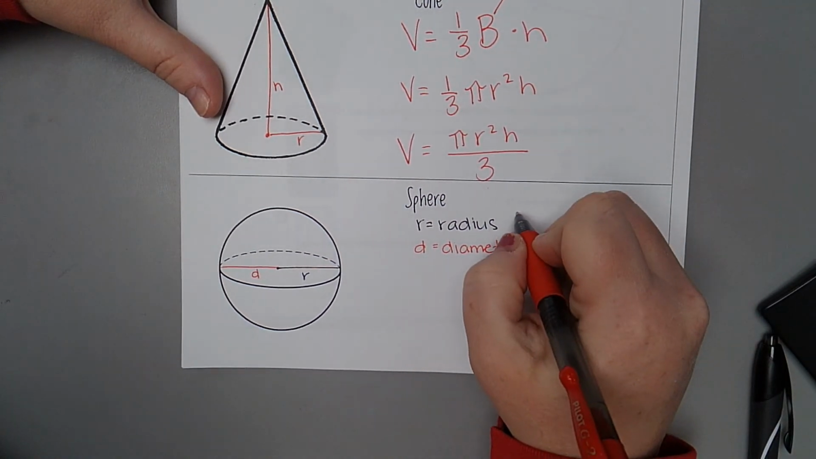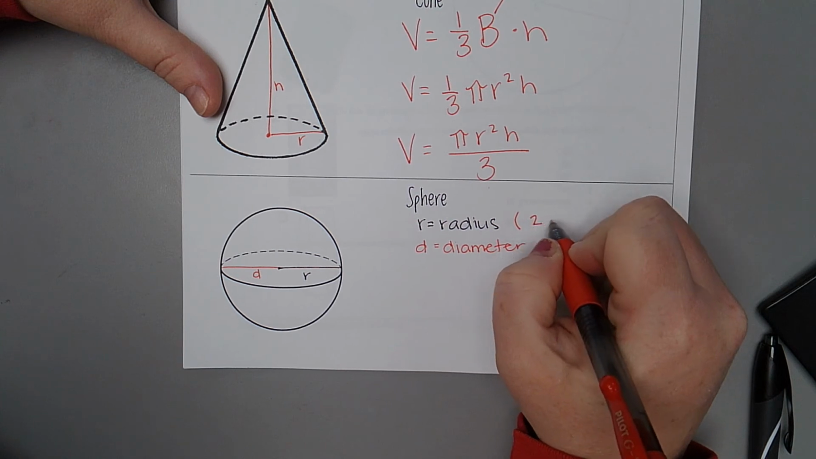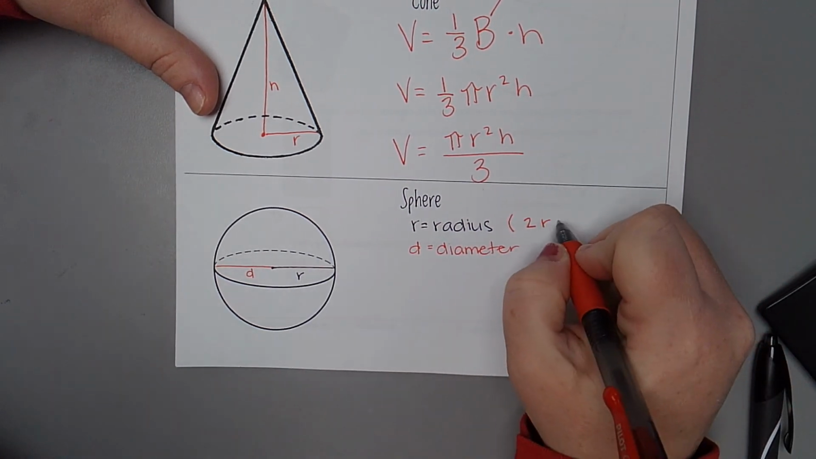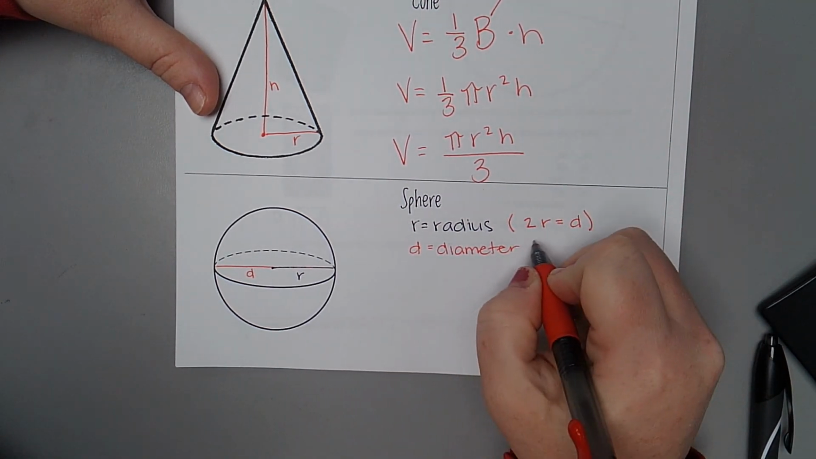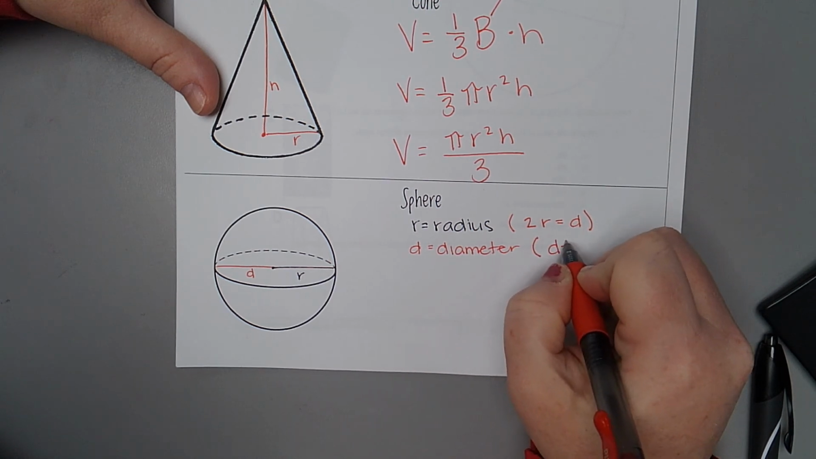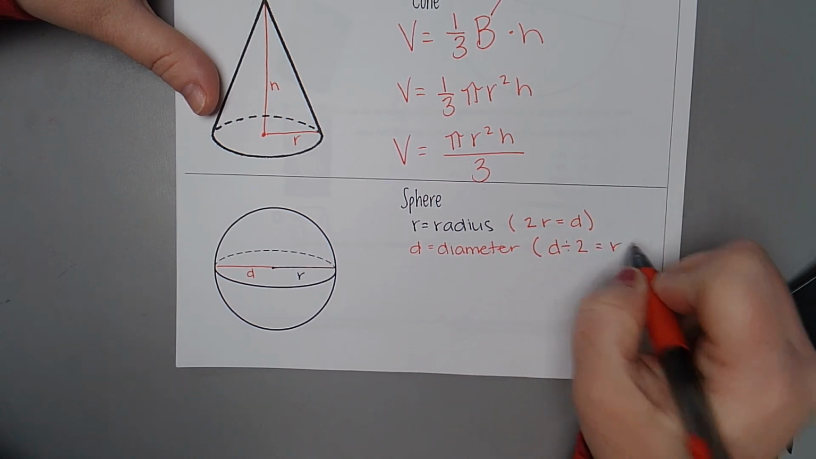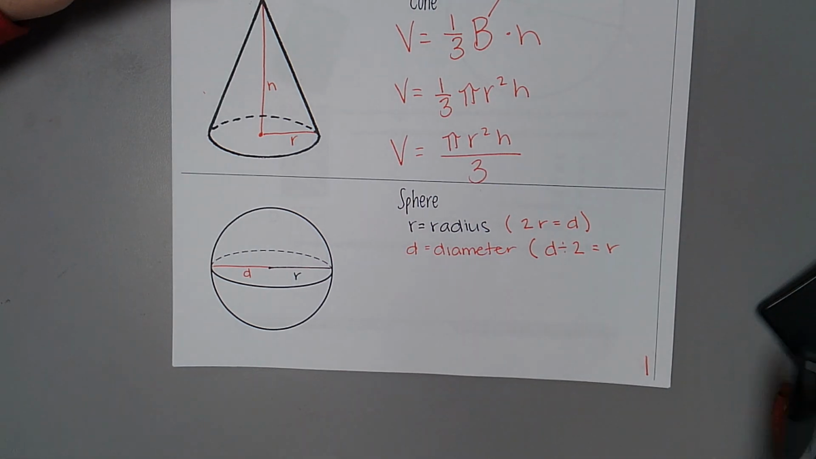Remember, your radius times 2, so 2r, equals your diameter. And your diameter divided by 2 equals your radius, or multiplied by 1/2 is your radius.